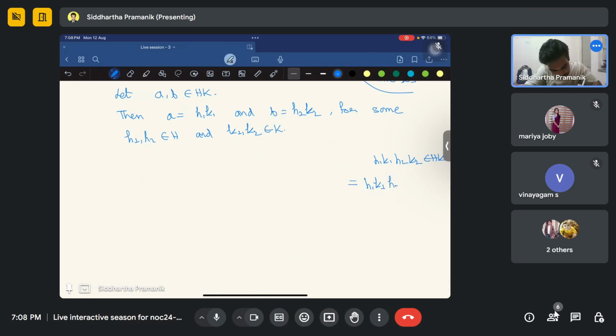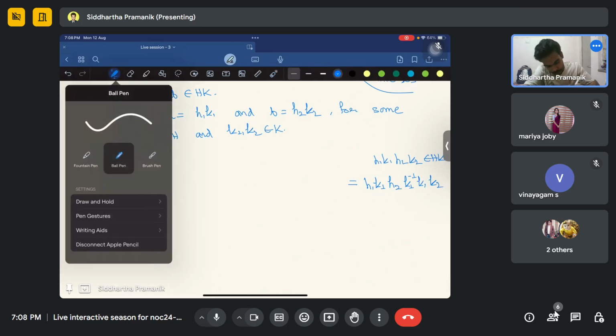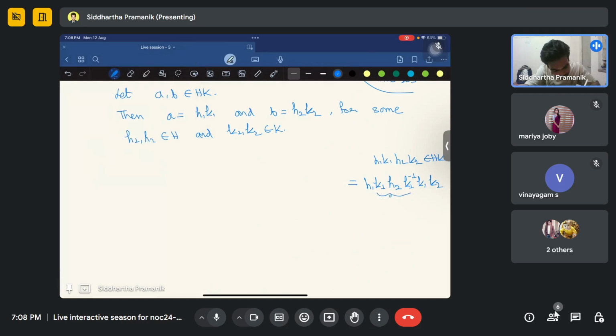Now here we have H2. Now inside K1 inverse again K1, and as we have K2. Now observe that this element is identity. So we are putting this element inside. Now this element is in H because H is a normal subgroup. This element is also in H and this is in K. So it is a product of elements of H and elements of K.